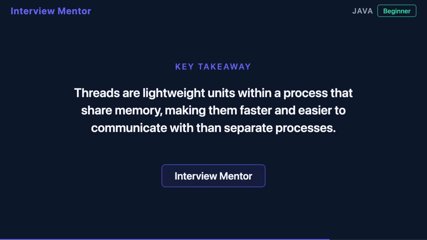Bottom line, processes are isolated execution units with separate memory, while threads are lightweight units within a process that share memory. Master this concept and you'll write faster, more efficient concurrent applications.